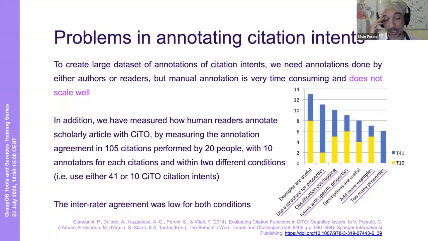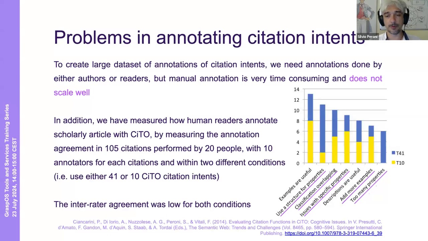So we started to think about how to, in principle, automatize the process in order to retrieve, by using a machine, this network of citations. There is also another issue, in addition to this difficulty to scale, and the issue is well highlighted by a study that we did 10 years ago, where we involved 20 different researchers in annotating each of them the same 105 citations. We asked them to annotate those citations with citation intents included in CITO.